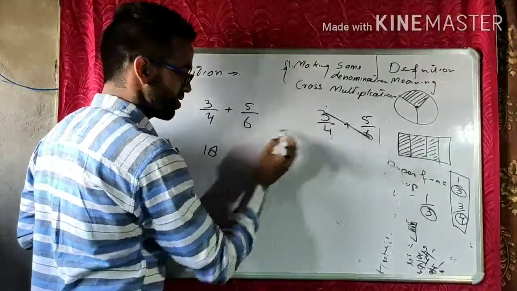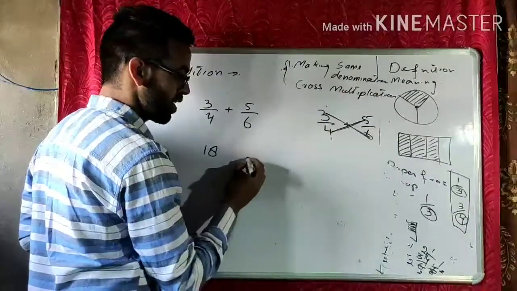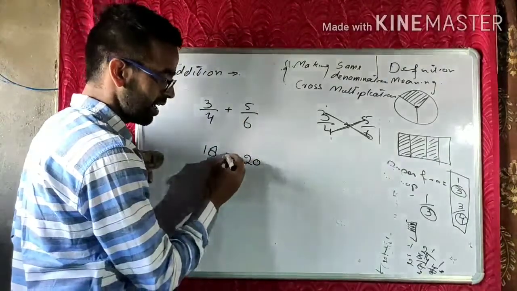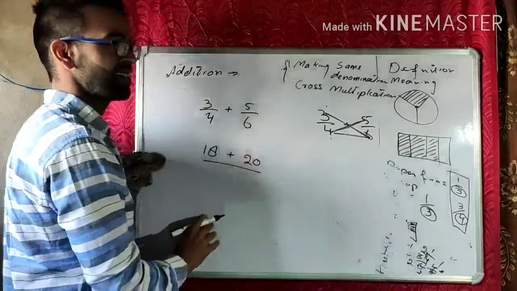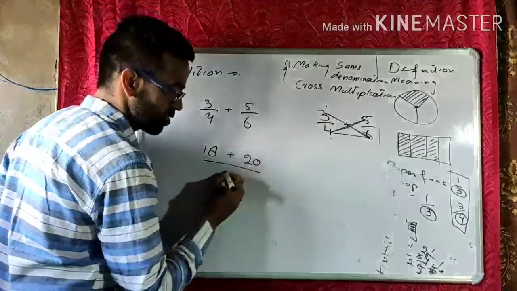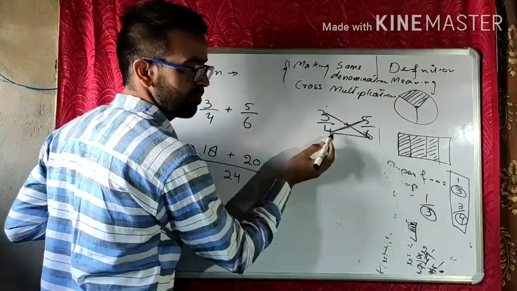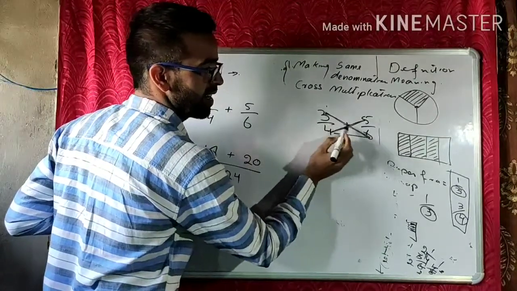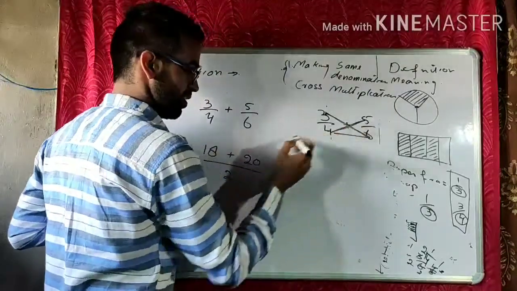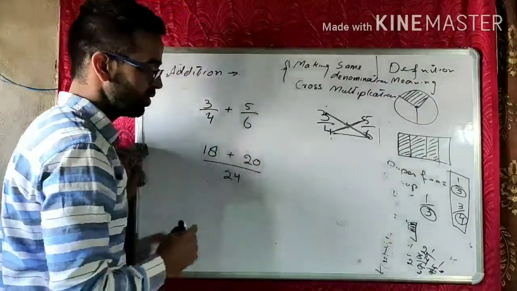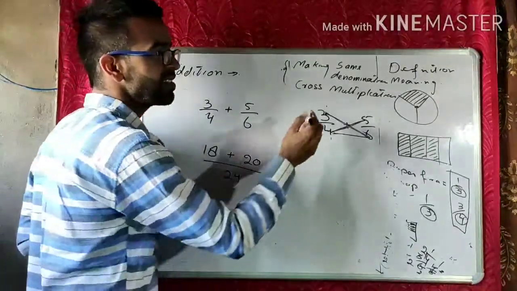3 6s are 18, and this gets multiplied. 5 4s are 20 on this side, and in between them is the plus sign. Also these get multiplied: 4 6s are 24. So remember this method. 3 6s are 18, written on this side, and 5 4s are 20 written on this side, and 4 6s are 24 on the denominator side. This is like a cross.